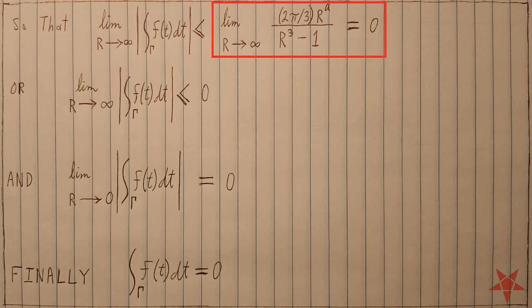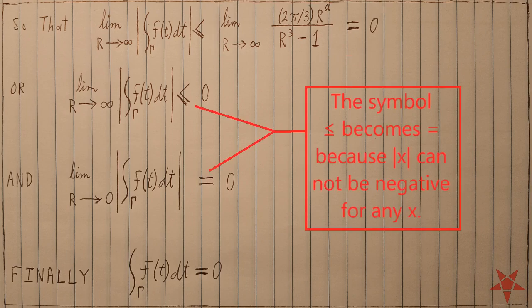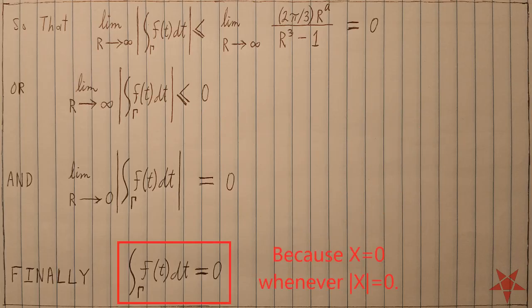Inserting this value for the right-hand side of the aforementioned inequality shows us that the limit as capital R approaches infinity of the absolute value of the capital gamma integral is less than or equal to 0. Next, we can substitute an equal sign for the inequality because an absolute value cannot, by definition, be less than 0 for any quantity inside of the absolute value signs. Finally, we can say that the capital gamma integral itself is equal to 0. This is because an absolute value can only be 0 when the quantity inside of the absolute value is 0.